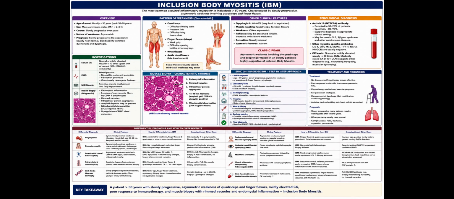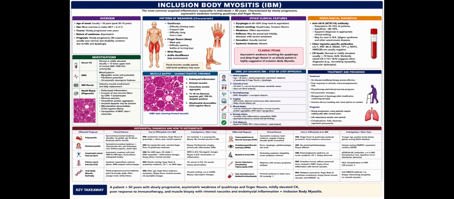Investigations. Serum creatine kinase, CK, normal or mildly elevated, usually less than 10 times the upper limit of normal. Electromyography, EMG, shows a mixed pattern of myopathic motor unit potentials, fibrillation potentials, occasionally neurogenic features. MRI muscle demonstrates selective muscle involvement and fatty replacement.